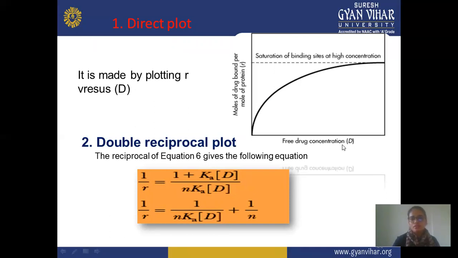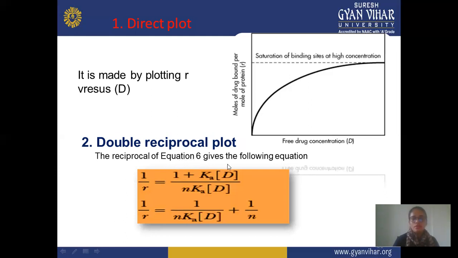In this, D is the free drug concentration, plotted versus the moles of drug bound per mole of protein, or how much protein is bound at that particular free drug concentration. This graph increases and reaches a saturation point, or equilibrium condition. After saturation of the binding sites, higher concentrations give no more binding. This direct plot lets you directly check how much drug binds with a particular protein. And the second is the double reciprocal plot.